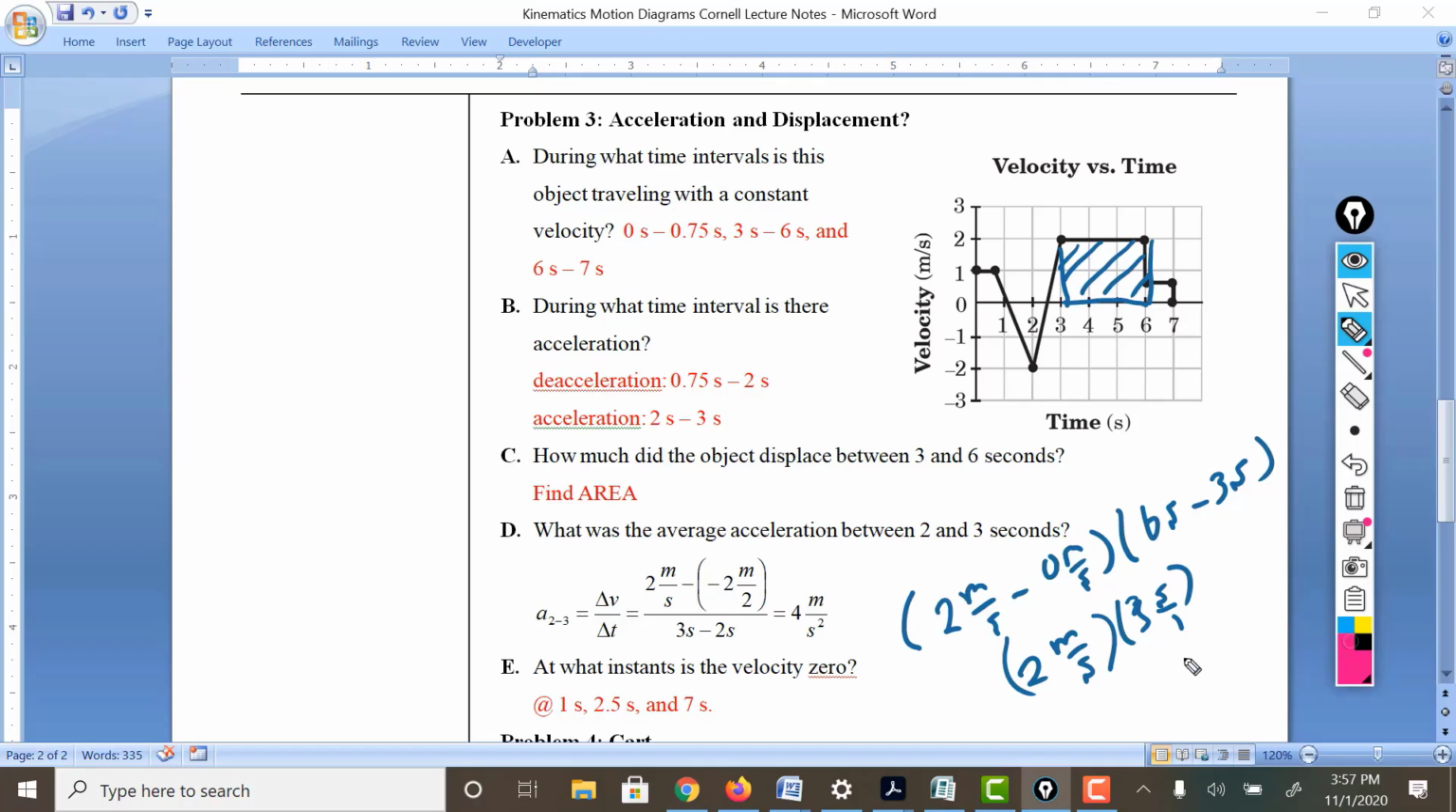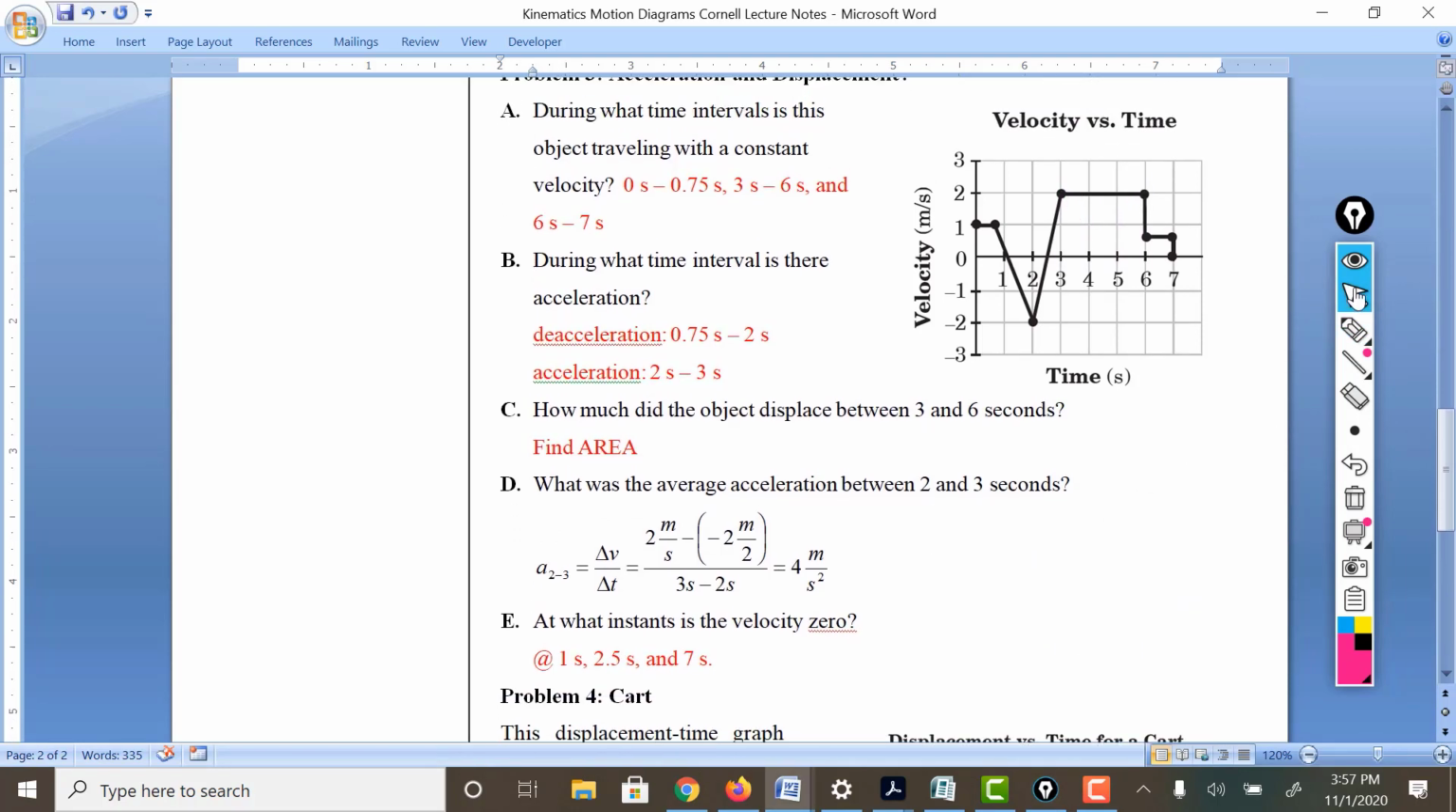You'll notice that the seconds cancel out. You're left with the meter, 6 meters. Now, you didn't have to do all that, right? You could just simply have counted all these squares: 1, 2, 3, 4, 5 squares. And if you recognize your units, 6 meters, you're done. So don't forget how area plays a role.